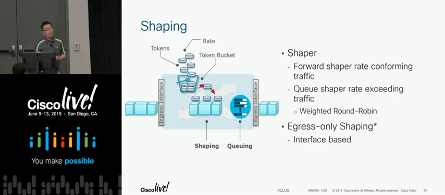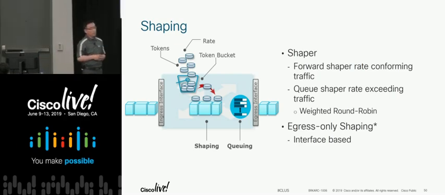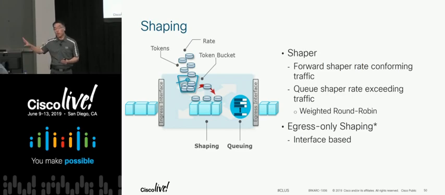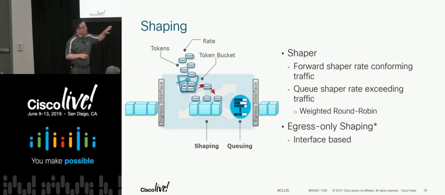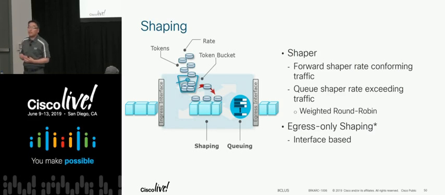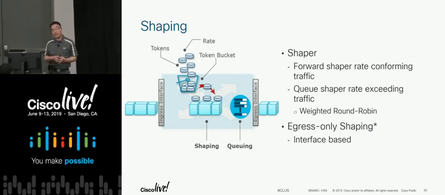Shaping. The shaping is only supported on the egress interface. Conformed traffic is forwarded. The exceeding traffic will be queued. The queuing is using weighted round robin, WRR. At this moment, the shaping is only supported on the interface level.